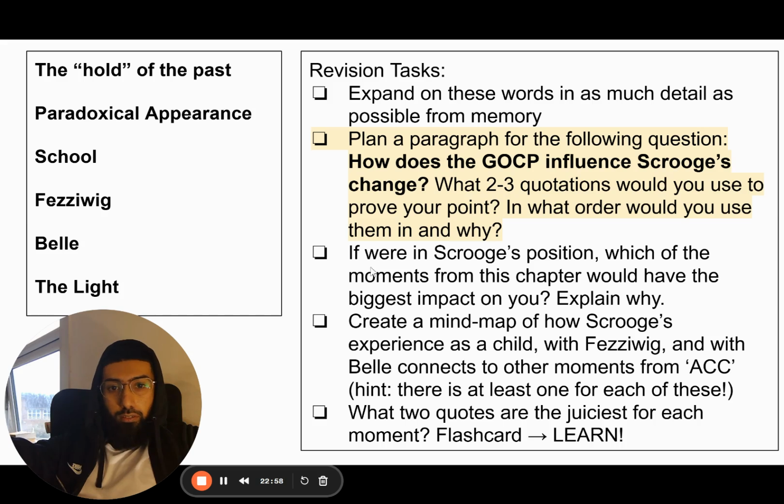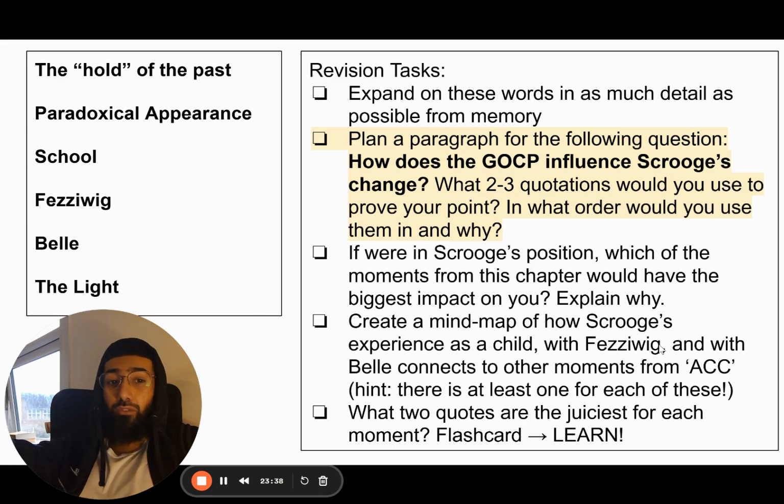Third, you could do this task instead. If you were in Scrooge's position, which moment from this stave would have the biggest impact on you? And then explain why. Which of those moments? Seeing yourself in school, Fezziwig's party, seeing Belle break up with you, and then her husband seeing you all alone, or just generally the appearance of the ghost and the effect that might have. Write a short paragraph expanding upon which moment you think would have an impact on you if you were in Scrooge's position.